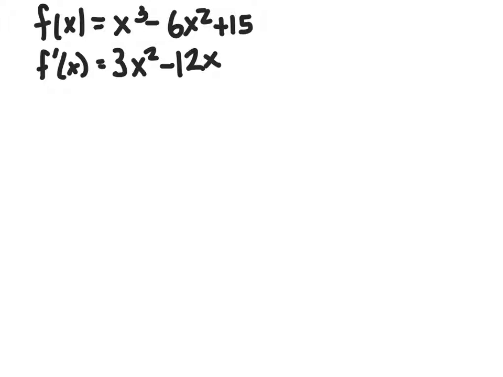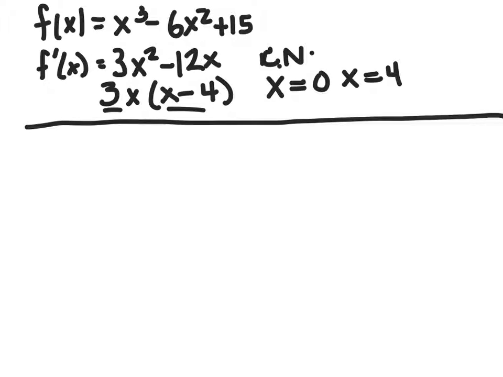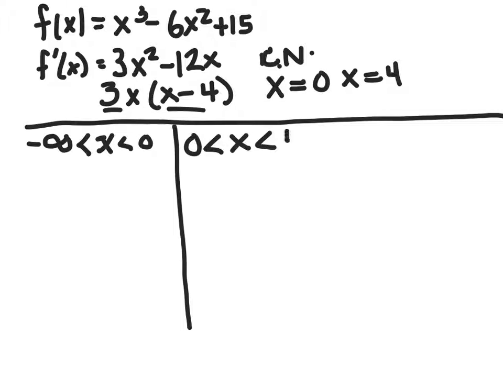So I have a function x to the third minus 6x squared plus 15, and I've already taken the derivative, 3x squared minus 12x. I'm going to simplify that or factor that. So I get x minus 4 times 3x. So my critical numbers are x equals 0 and x equals 4. I set each piece of the product to 0 and solved. These are the numbers that I'm going to use to create my intervals. So I have negative infinity to 0, I have 0 to 4, and I have 4 to positive infinity.